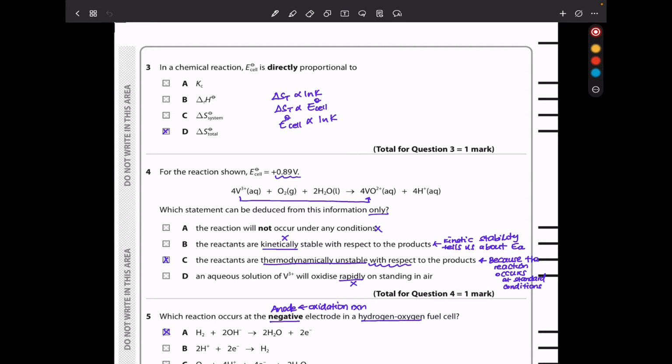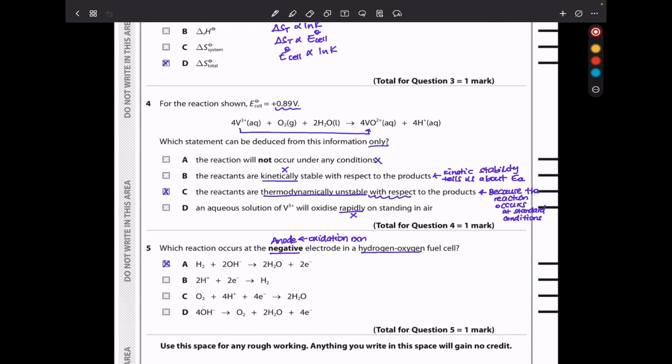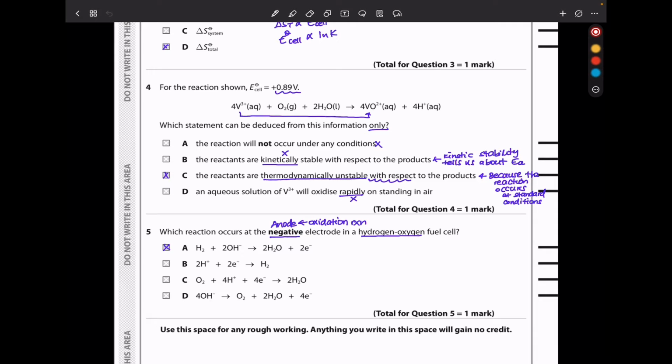In question 3, in a chemical reaction, the E theta for the cell is directly proportional to... It's going to be directly proportional to the total entropy change based on these equations we have here. So D should be my answer. In question 4, for the reaction shown, we see E theta for the cell is equal to positive 0.89 volts. They've given us the equation here. They say, which statement can be deduced from this information only?